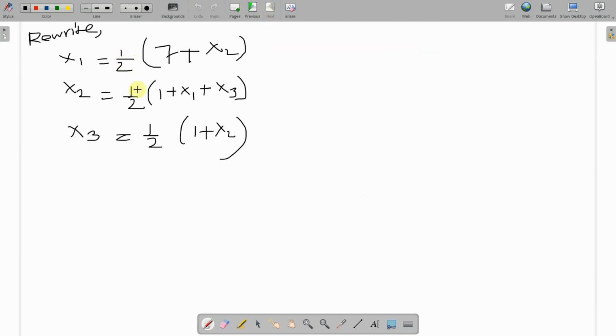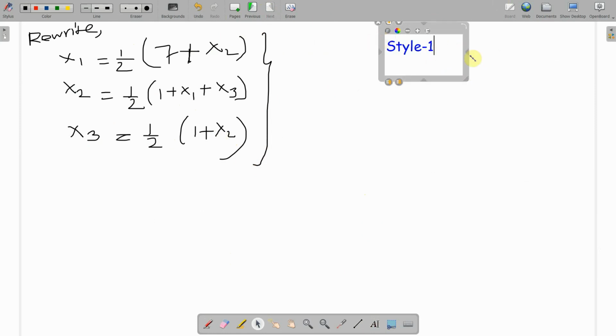So x1 I can write as half of 7 plus x2, x2 as half of 1 plus x1 plus x3, and x3 as half of 1 plus x2. These values I got. Now I'll be discussing style 1. See, this style 1, style 2 is of my own understanding. There is no such thing officially as style 1. I'm presenting the solution of this problem in two styles. This is style 1, the extended version. Style 2 would be your tabulation version.